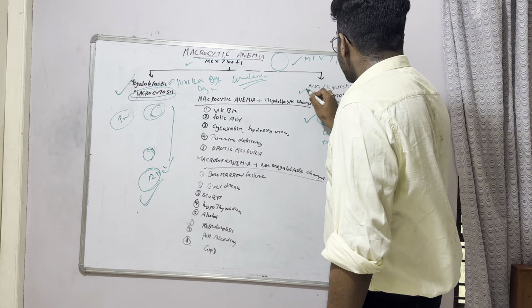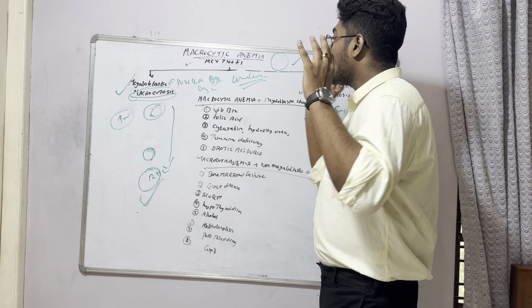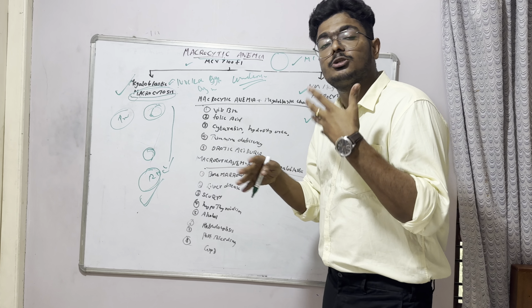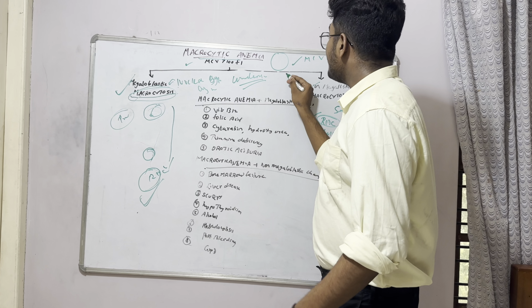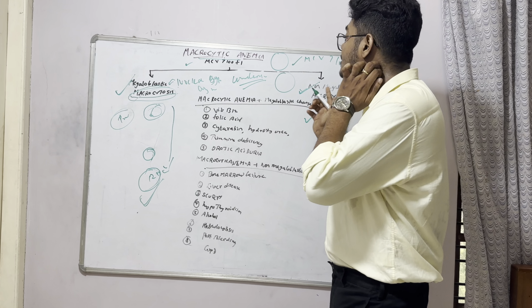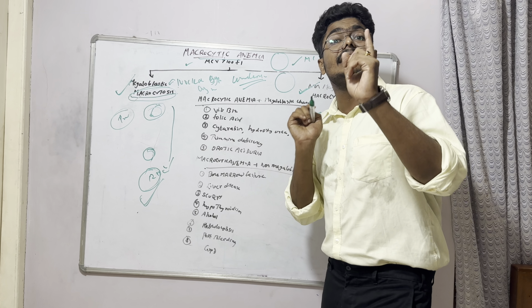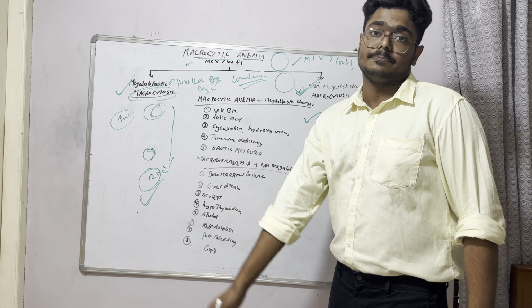But in non-megaloblastic macrocytosis, there is proper nuclear cytoplasmic maturation happening. But what is actually happening here? RBC size just increases. That is only happening. There is no nuclear cytoplasmic asynchrony; that is absent in non-megaloblastic macrocytosis.